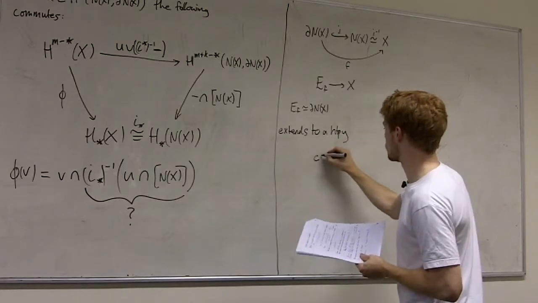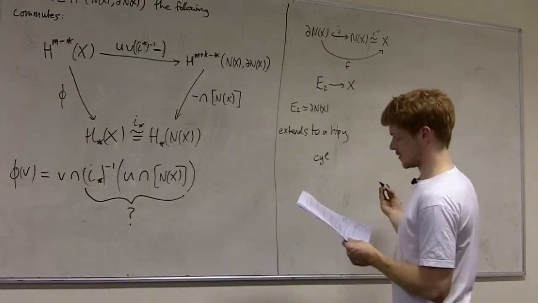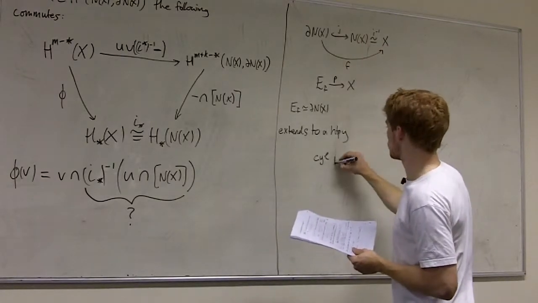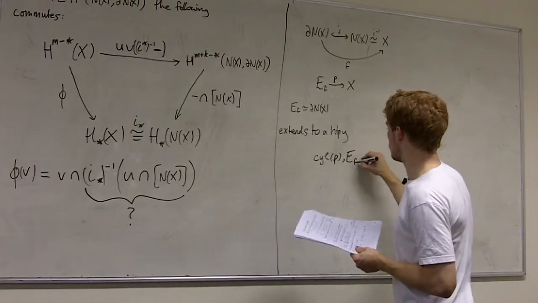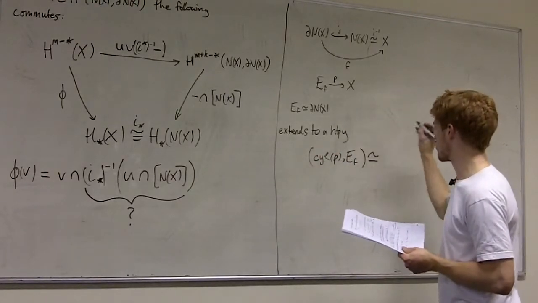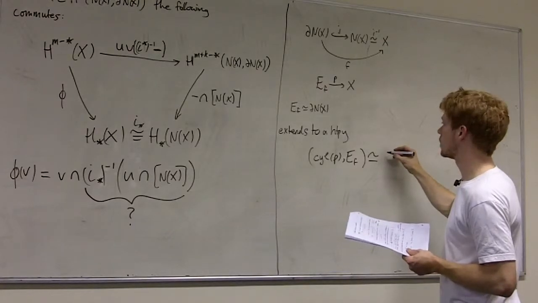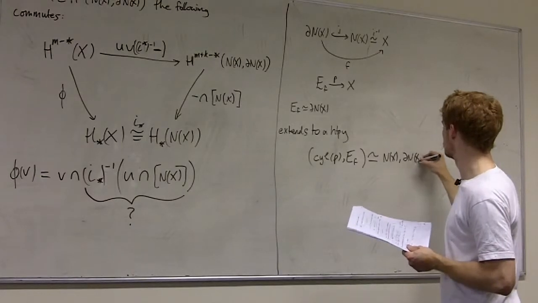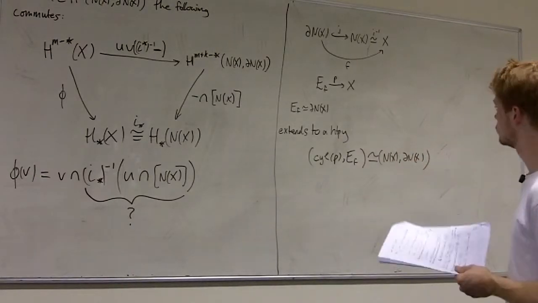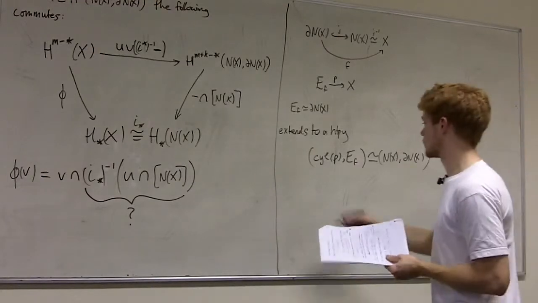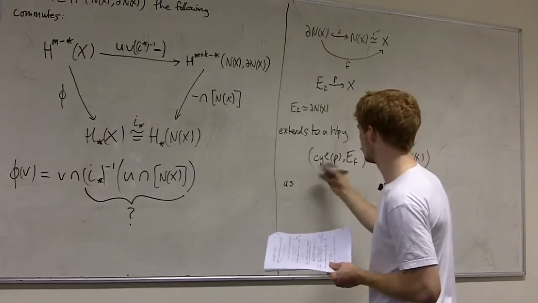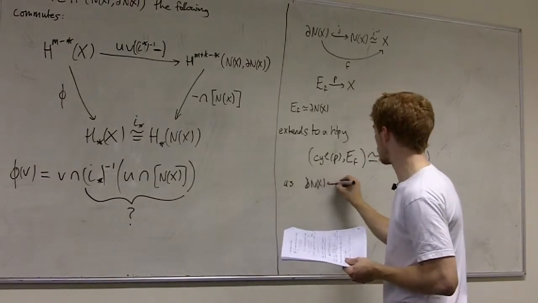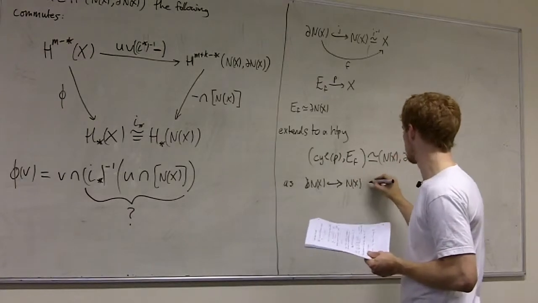from the mapping cylinder. So what did I call this? So this was P, I think. So the mapping cylinder of P, EF, is now homotopic as a pair to the neighborhood of X, boundary in X. So I guess this is as the inclusion of the boundary of NX into NX is a cofibration.